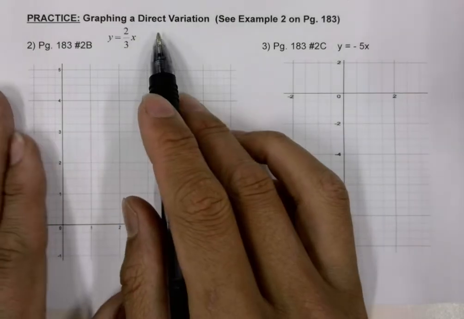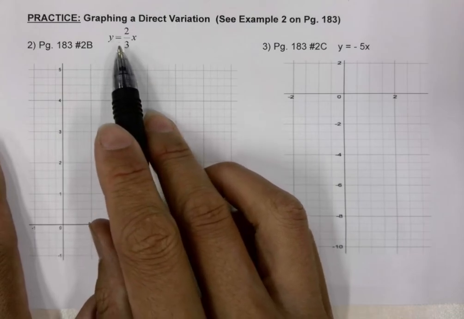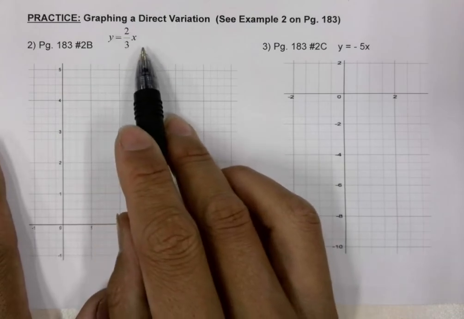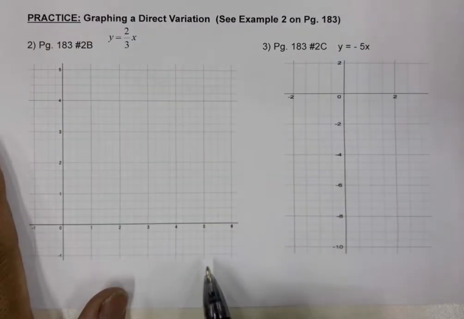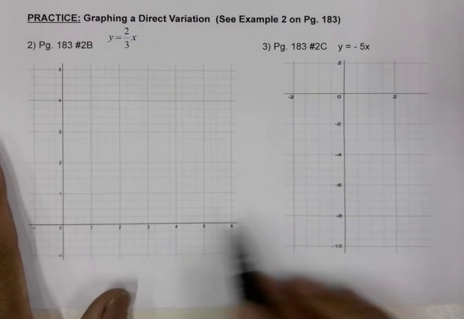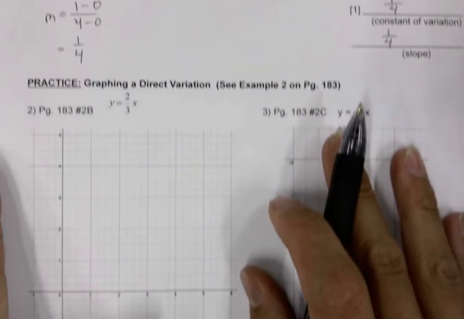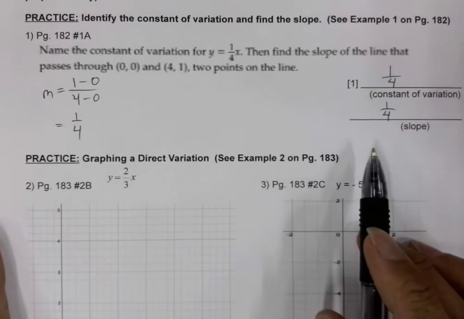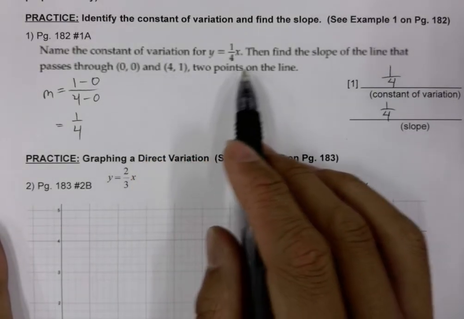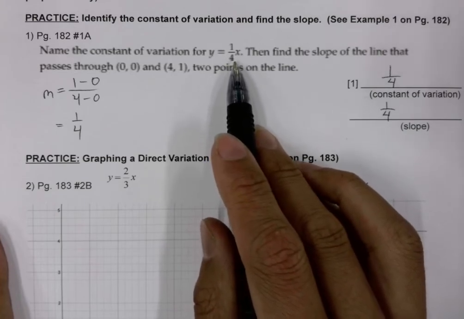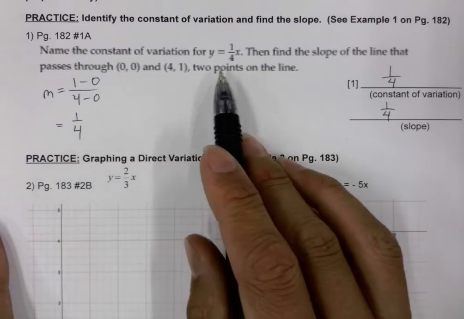Graphing a direct variation. We're given the problem y is equal to 2/3 times x, which is a direct variation, and we are asked to graph the equation. What we've seen in the previous practice problem is that the constant of variation, the k, in a direct variation is equal to the slope.